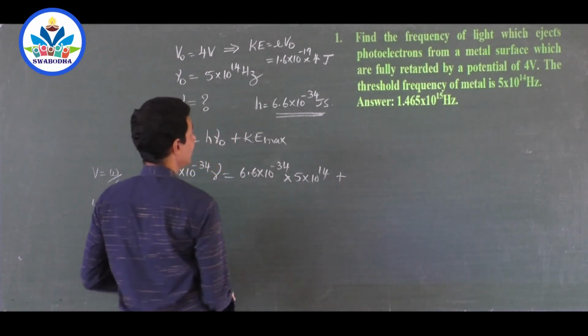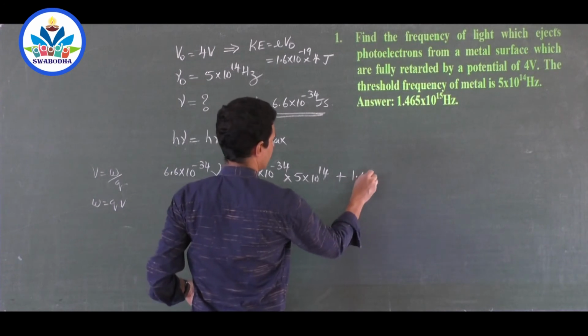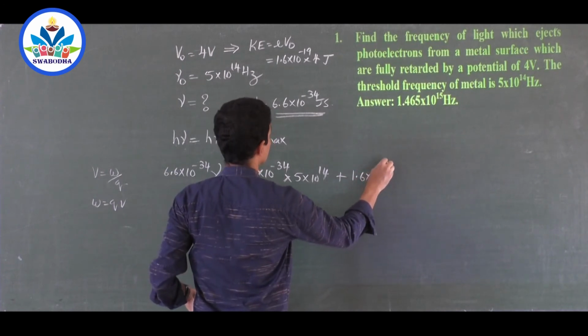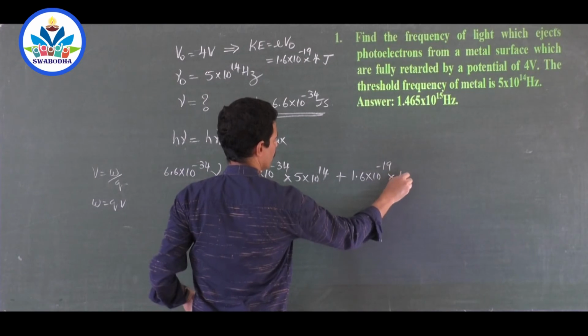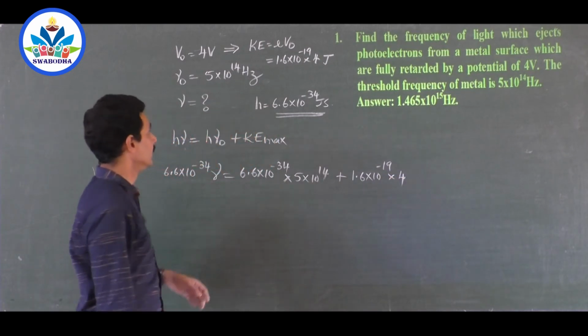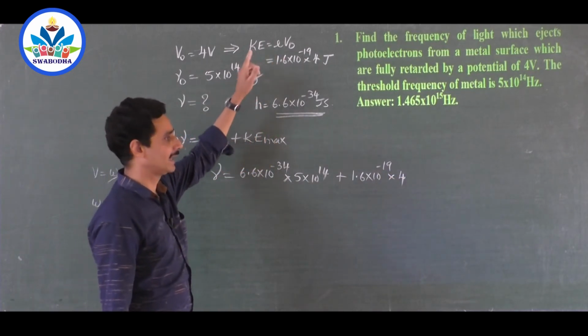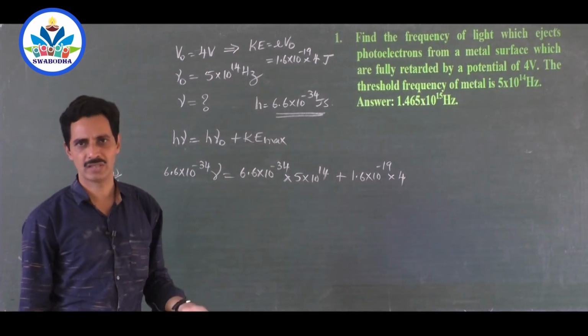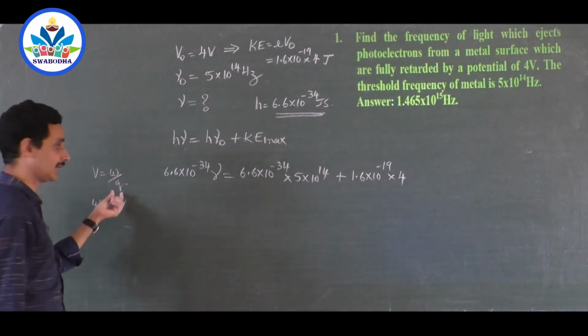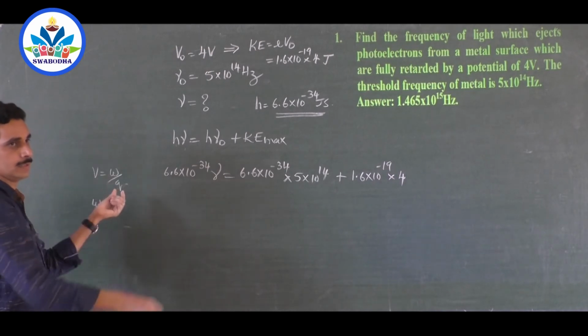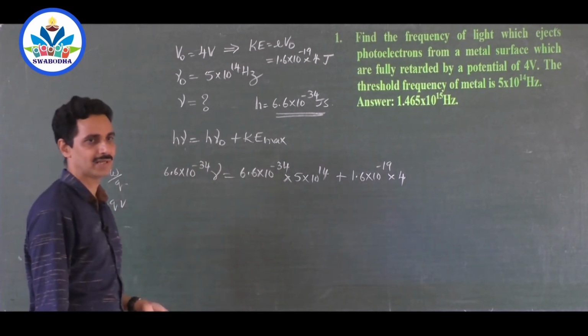Plus kinetic energy maximum, already got, 1.6 into 10 to the power minus 19 into 4 joules, right? So e V naught, kinetic energy, is always charge into potential difference, because work done in taking the charge by the battery is the potential difference.